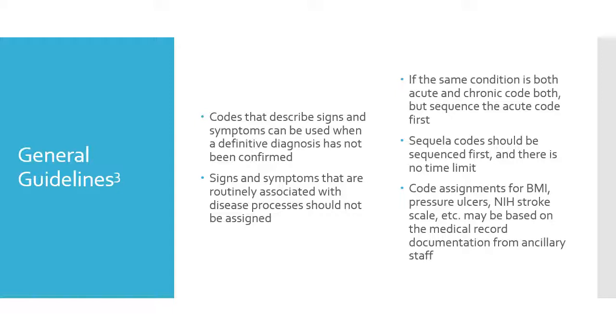If the patient is having an acute exacerbation of a chronic condition, then always chart both the acute and the chronic condition, but place the acute first as this is the highest order of importance. You can code certain assignments from nurses or MAs assessments and document in the medical record. This would be things like the BMI.